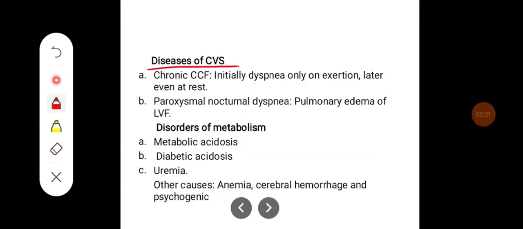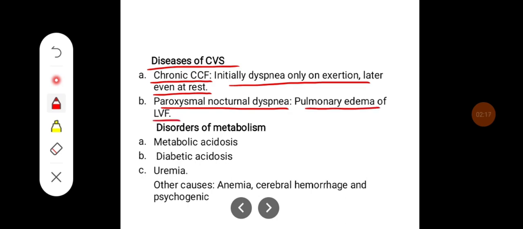Some of the cardiovascular causes are chronic congestive heart failure. Initially, dyspnea is only on exertion, but later the dyspnea occurs even at rest. Then paroxysmal nocturnal dyspnea, which occurs in pulmonary edema because of left ventricular failure. Some of the disorders of metabolism like metabolic acidosis, diabetic acidosis, uremia, and other causes like anemia, cerebral hemorrhage, and psychogenic causes are going to lead to dyspnea.